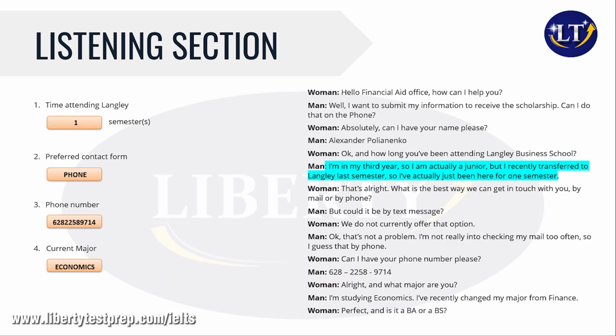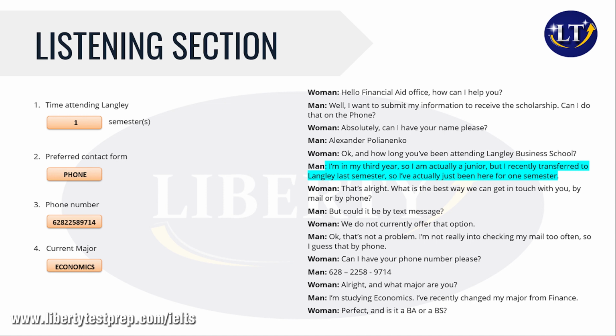Perfect, so now we have the answers. The answers are on the left. Those were the questions that you were asked. And the script for the whole conversation is on the right, okay? So the answer for the first question is one semester, the time that this person is attending Langley University. The information is given here on the script. I'm in my 3rd year, so I'm actually a junior. So that's given to you in order to get you confused.